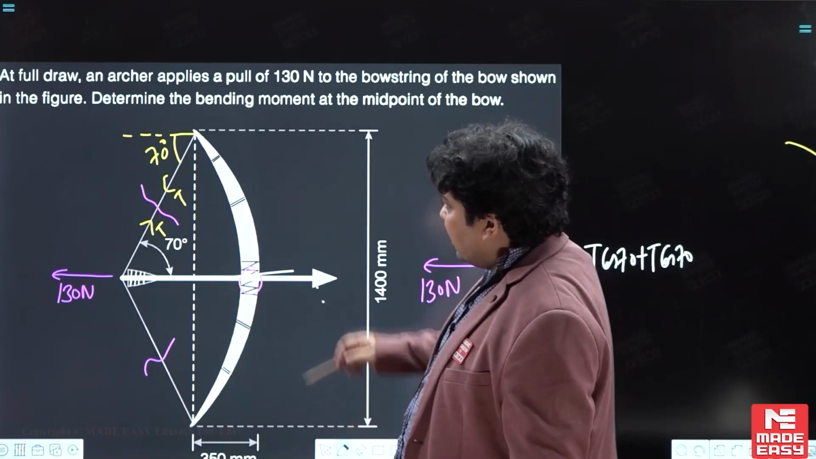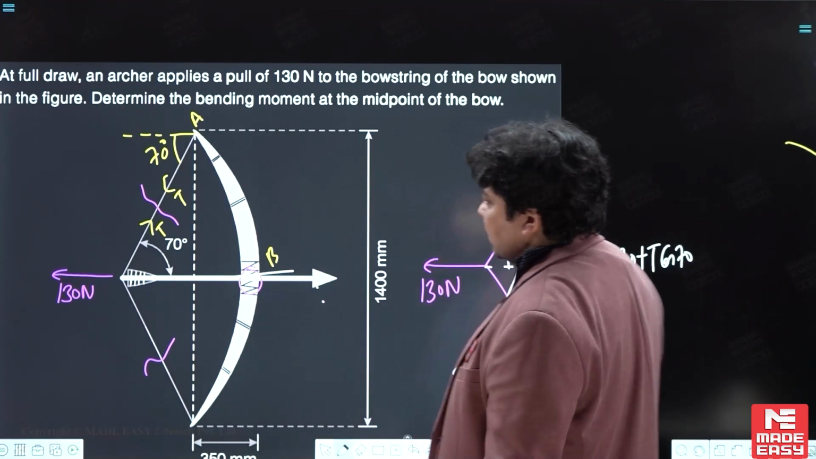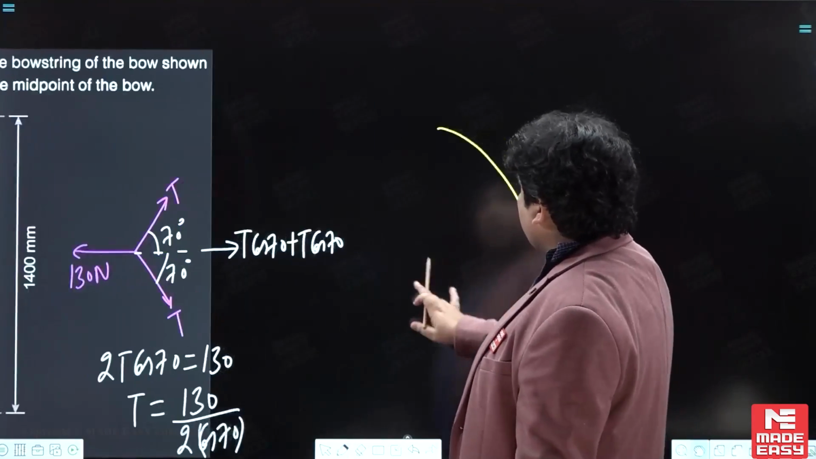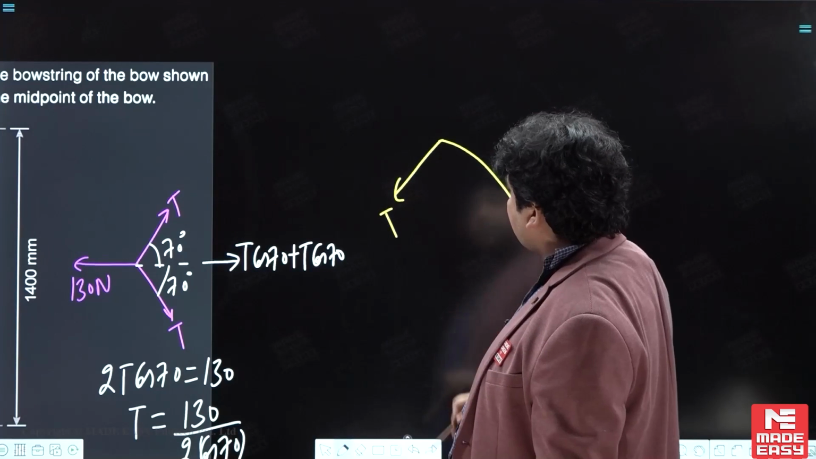So we draw the free body diagram of this portion. Let this point be A and this point be B. So we cut the AB part. Just check the AB part, with this tension T on this side and this tension T on this side.